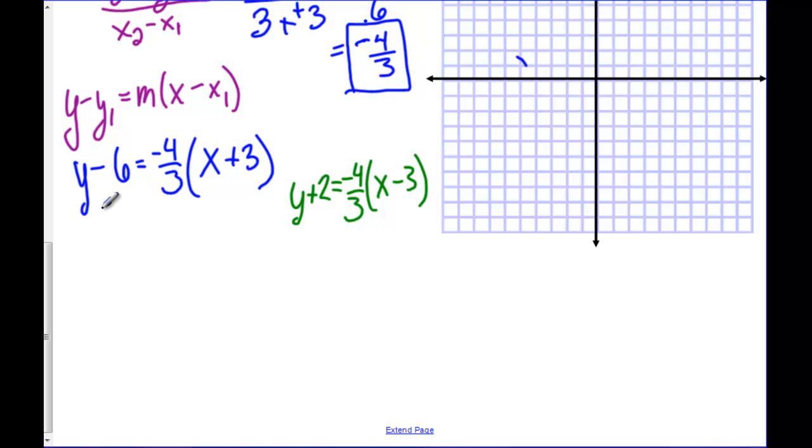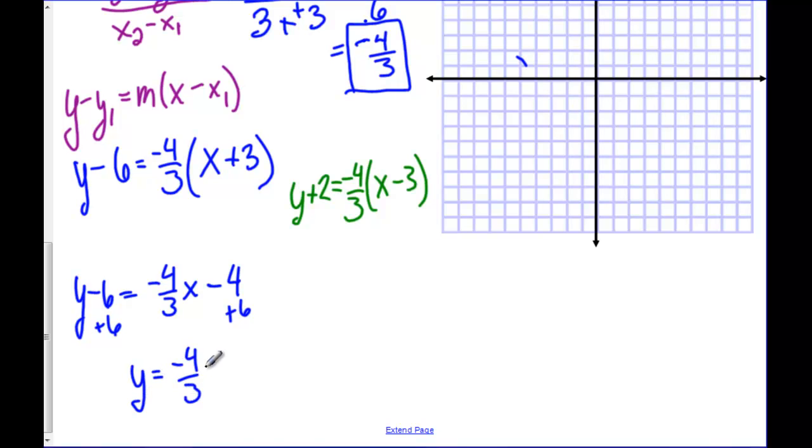but if we wanted to work through and get to slope-intercept form, this one, so we'd have y minus 6 equals, we've got to distribute that negative 4/3, so equals negative 4/3 x, and then minus 4, because the 4/3 times 3, the 3's cancel, and then I'm going to move that 6 over. So we've got y equals negative 4/3 x plus 2.